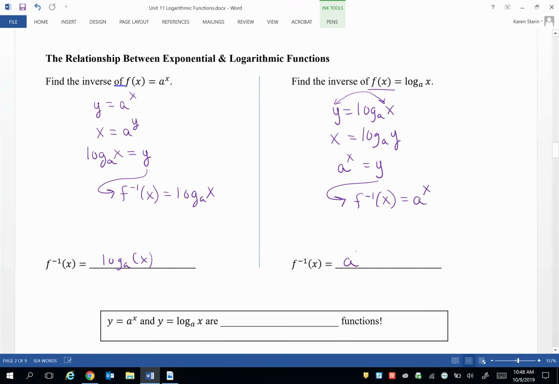So that is how we show, with our understanding of how to solve for the inverse of a function, we first go to y, we interchange x and y, then we solve for y. So as you can see, y equals a to the x and y equals log base a of x are inverse functions of each other.